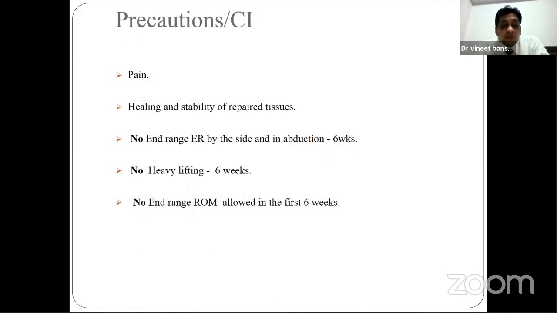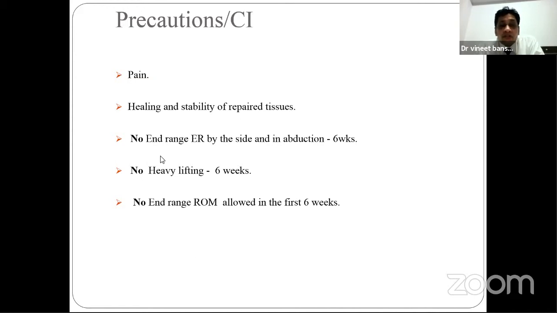Also, in the first 6 weeks we emphasize the things he is supposed not to do. The first thing is the pain. Pain is considerably there in the first 6 weeks, so we advise applying ice regularly or taking a painkiller when he comes for the therapy session. Patients normally respond very well to the ice after the session and during the home exercise program.